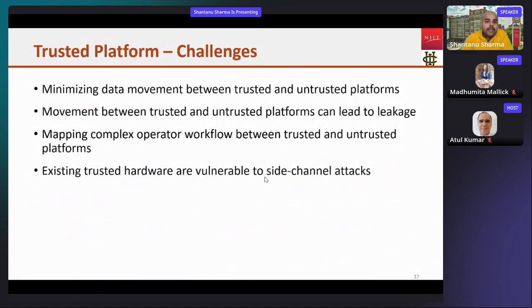But when we deal with trusted hardware, there is a challenge that the size of the trusted hardware is very small. It is only 90 MB. It cannot store data of more than 90 MB. Recently there has been some progress that we can store a little bit more than 90 MB, but still it cannot process terabytes or petabytes of data. We cannot store it in the trusted hardware or secure enclave.